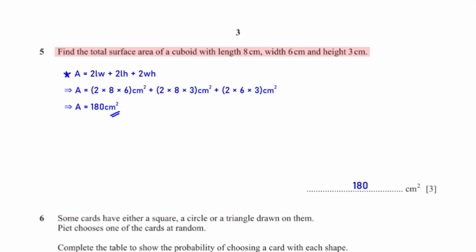Find the total surface area of a cuboid with length 8 cm, width 6 cm, and height 3 cm. Here is the formula for the total surface area of a cuboid. L is 8 cm, W is 6 cm, and H is 3 cm. When we type this into the calculator, we get 180 centimeters squared.